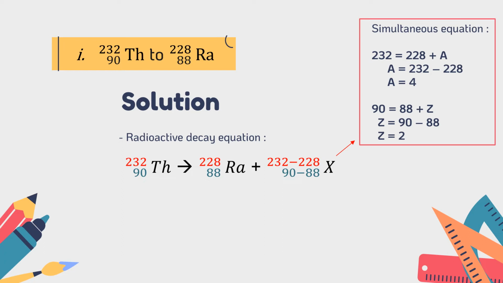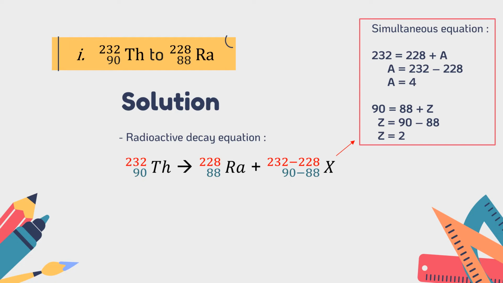232 from the left side of the equation will be equal to 228 plus A from the right side. So, by solving this, A is equal to 232 minus 228, and the nucleon number will be 4. As for the proton number, 90 from the left side of the equation will be equal to 88 plus Z from the right side of the equation. Z is then equal to 90 minus 88, and the proton number Z will be equal to 2.